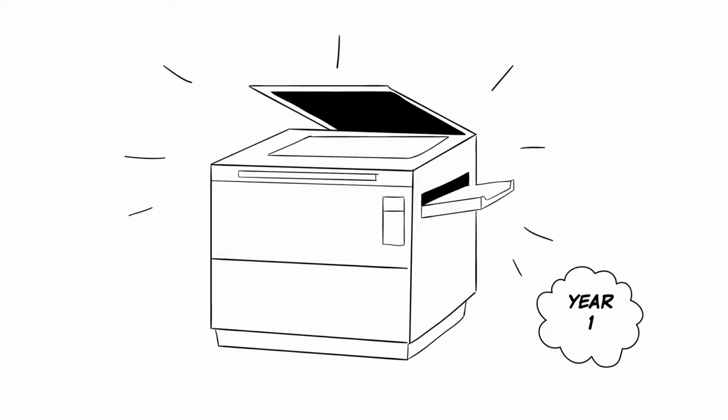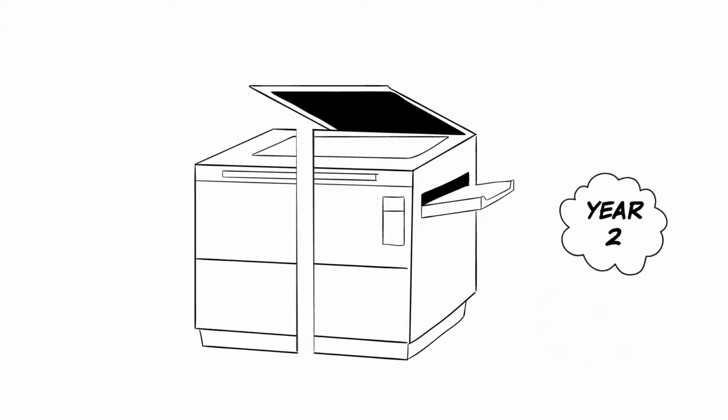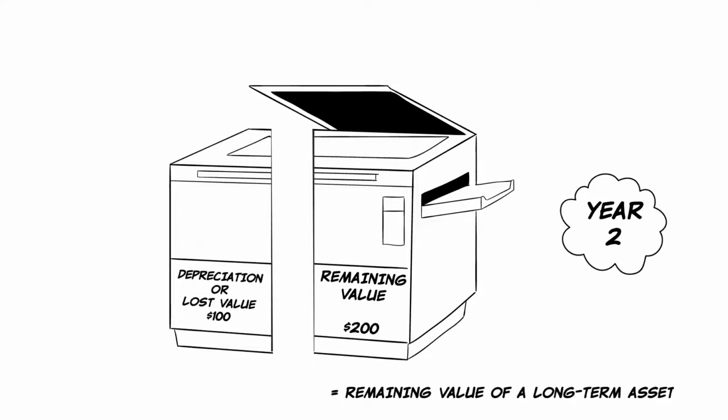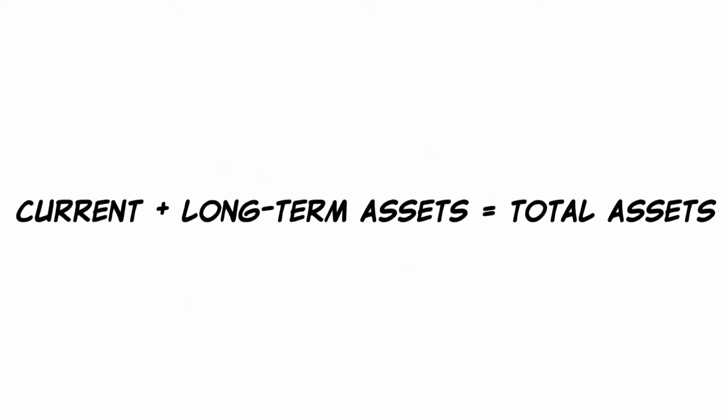The cumulative amount originally spent to purchase long-term assets is shown as the gross value. What we call the accumulated depreciation expense is really the lost value. The remaining value of a long-term asset is calculated by subtracting the accumulated depreciation from the gross value. Total assets is the sum of the value of all current and long-term assets.